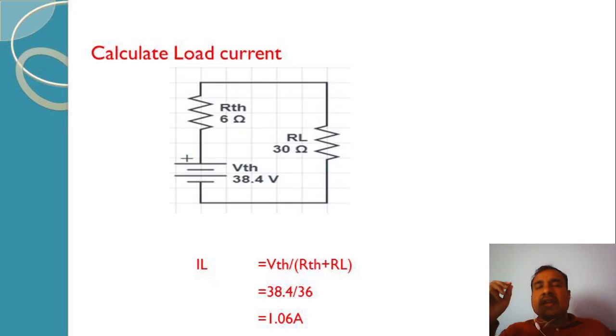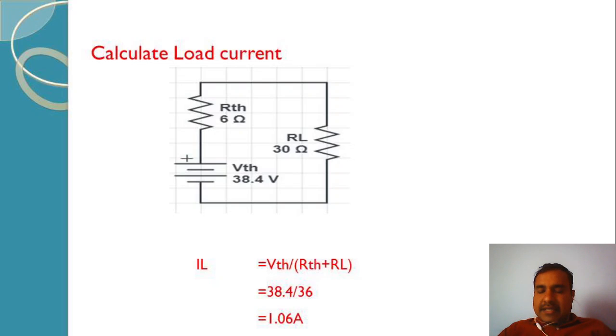So IL is equal to VTH divided by total resistance, that is RTH plus RL. So VTH is 38.4 divided by total resistance RTH plus RL. RL is 30 ohm, RTH is 6 ohm. So 30 plus 6, that is 36 ohm. So that turns out to be IL is equal to 1.06 ampere. So this is how we will solve the network using Thevenin's theorem.